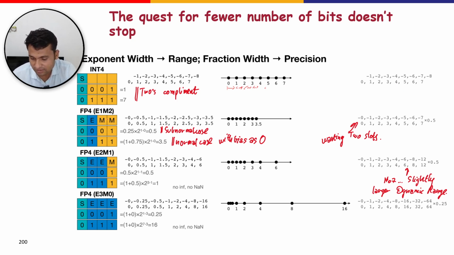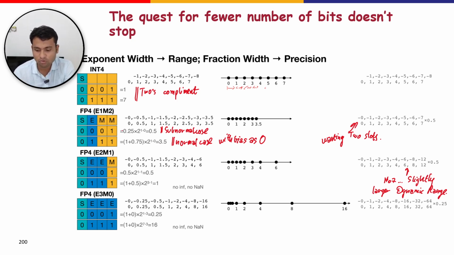Then in the FP4 representation, if we give the exponent 1 bit and the mantissa part 2 bits, there are again going to be 2 cases, the subnormal case and the normal case. The representation remains the same: if the exponent is 0, then we go to the subnormal case, because we want to represent 0. The main thing is that 0 cannot be avoided, so we need a subnormal case. And in the normal case, we just do 1 plus 0.75, right? If both of them are 1, 1, then it's 0.75. So we do 1 plus 0.75 into 2 raised to the power 1 minus 0, which is 3.5. This is the largest number which you can represent.